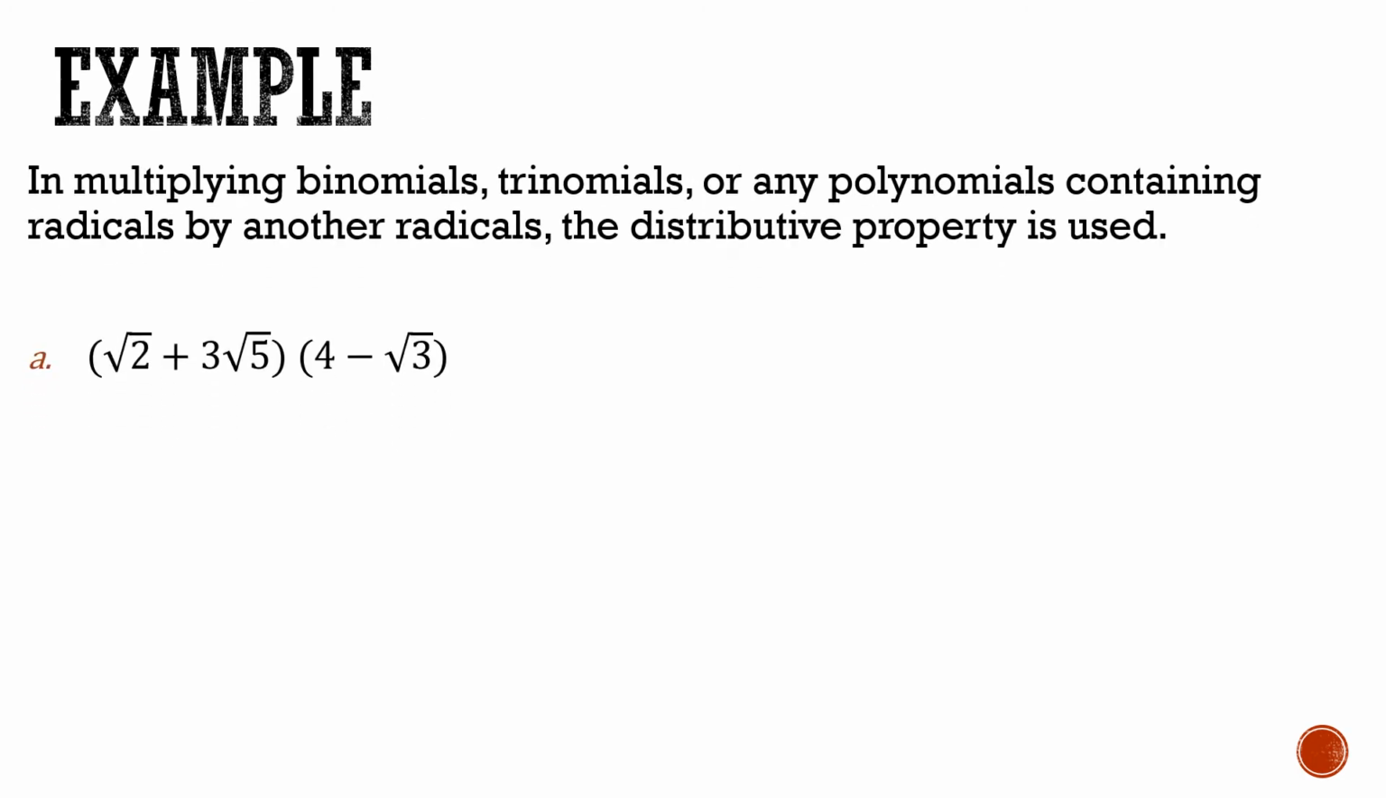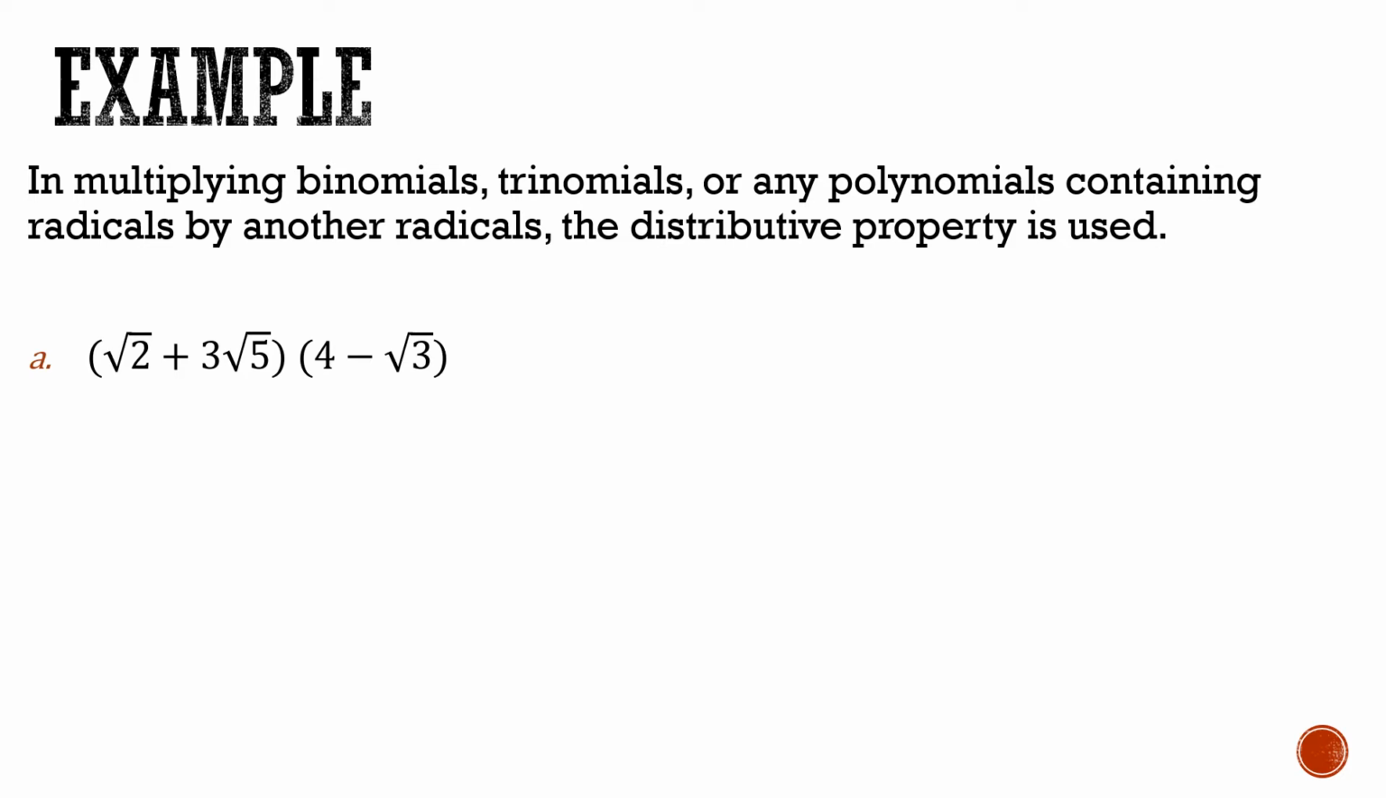Next example. The quantity square root of 2 plus 3 square root of 5 times the quantity 4 minus square root of 3. So in this example, it is an example of a binomial multiplied by another binomial. Now we can use the parrot-beak method or the FOIL method, but I'll be using the parrot-beak method.